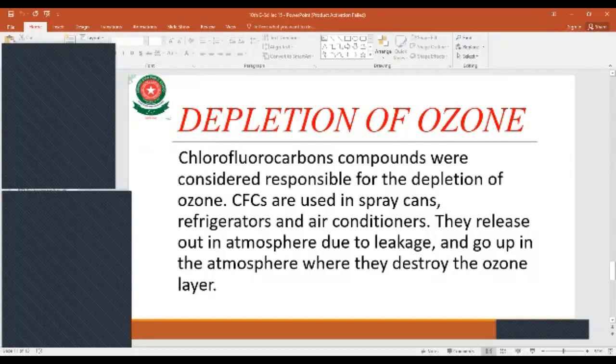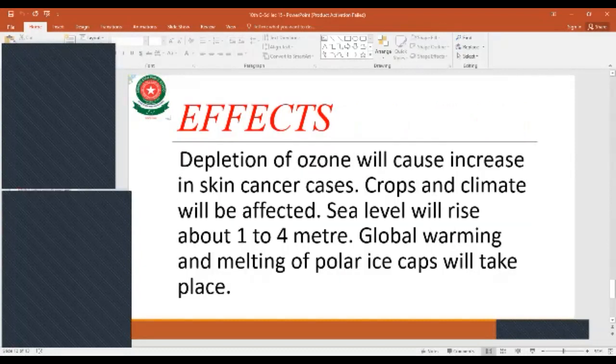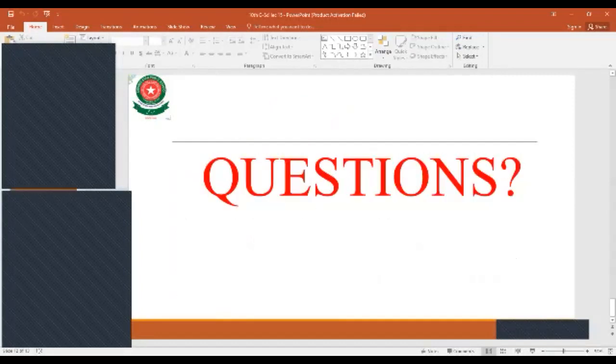Some more electronic equipment like tube lights and energy savers are also causing destruction of the ozone layer. Effects: depletion of the ozone layer will cause an increase in skin cancer, crops and cultivation will be affected, sea level will rise about 1 to 4 meters, and global warming and melting of polar ice caps will take place. Those are the harmful effects of depletion of the ozone layer.